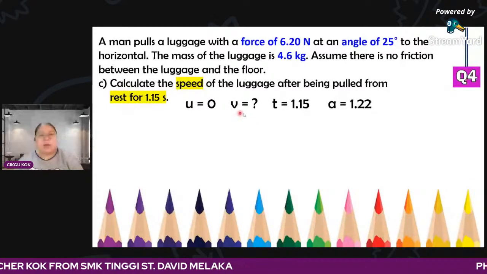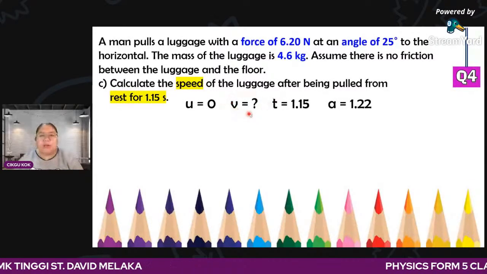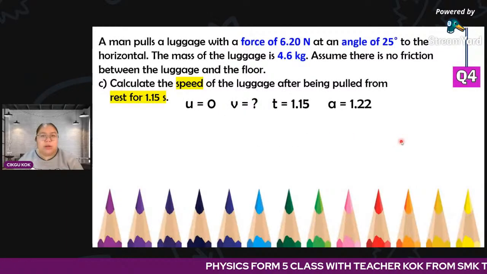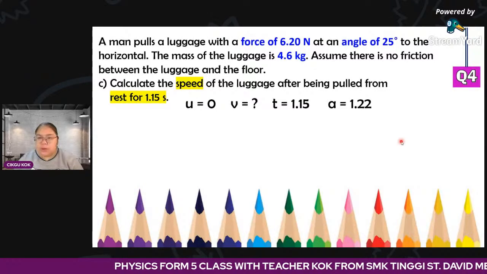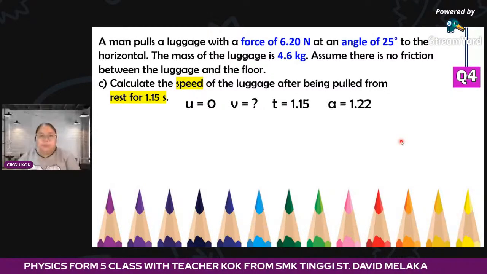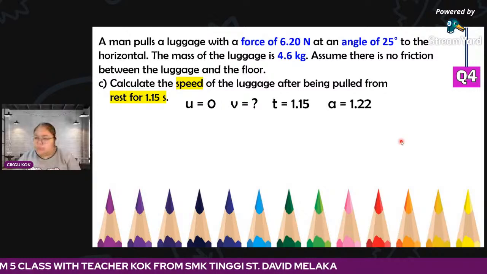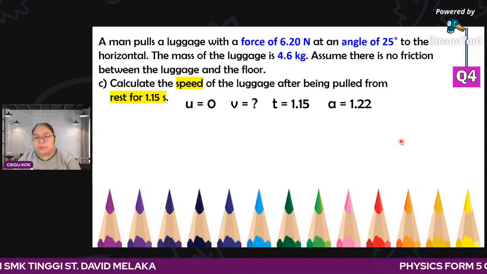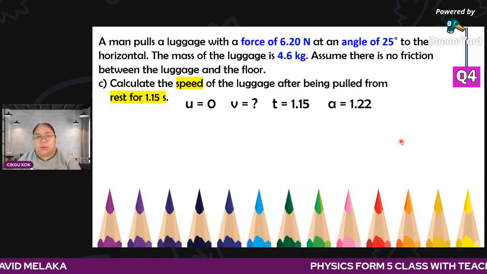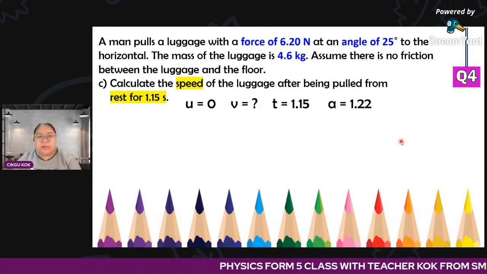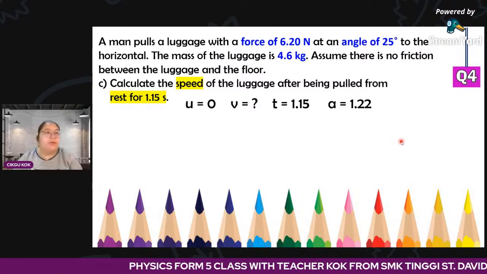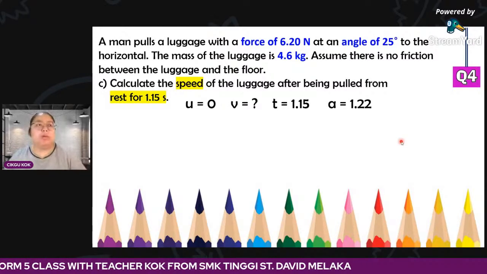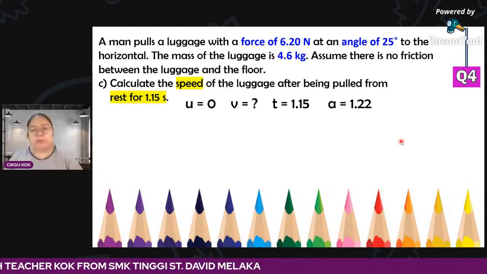So from here, I want to find the V. Okay, you tell me what equation you want to use. Show me the equation. Which equation do you want to use? So does anybody still remember the four equations? Forgot already, is it? Many of you. The formulas we learned from chapter 2. Chapter 2, the motion.